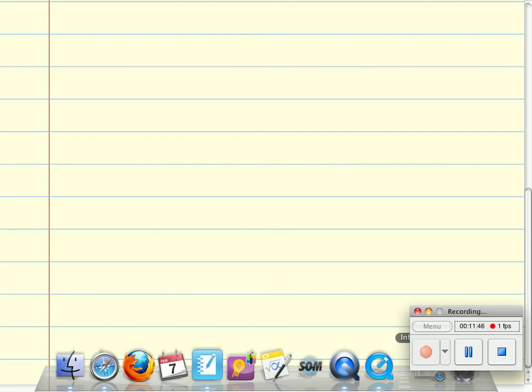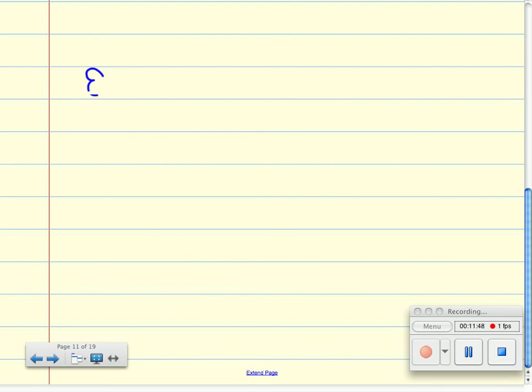We're going to do an example. I have a line that represents a direct variation, and the point 6, negative 4 lies on this line. I want to find my k, my constant of variation.